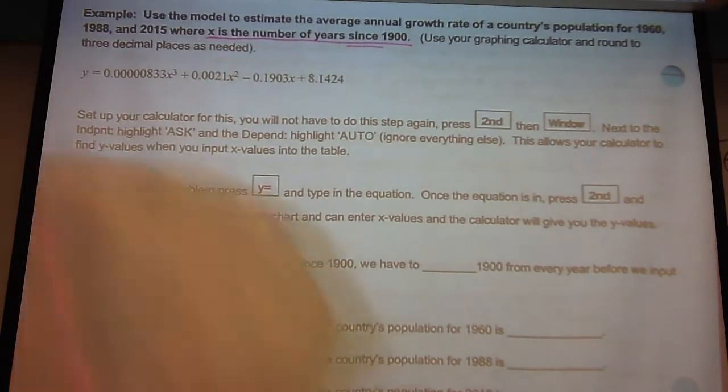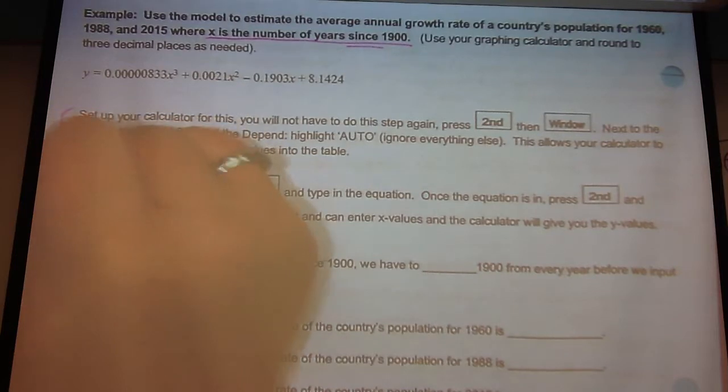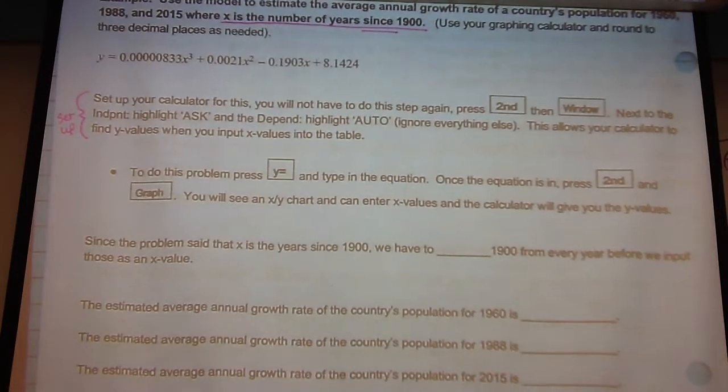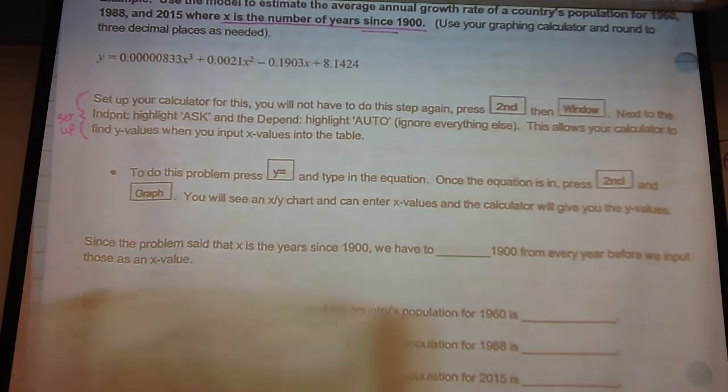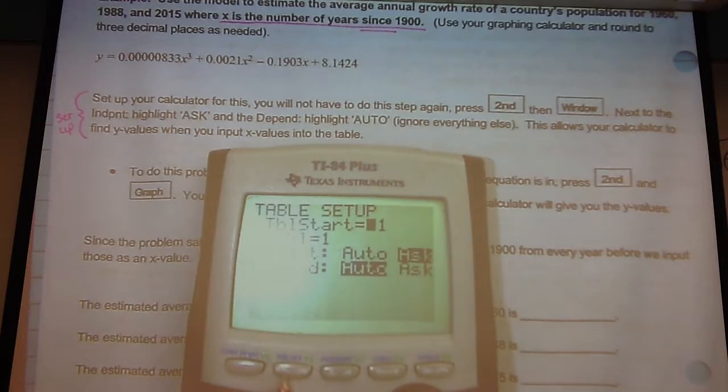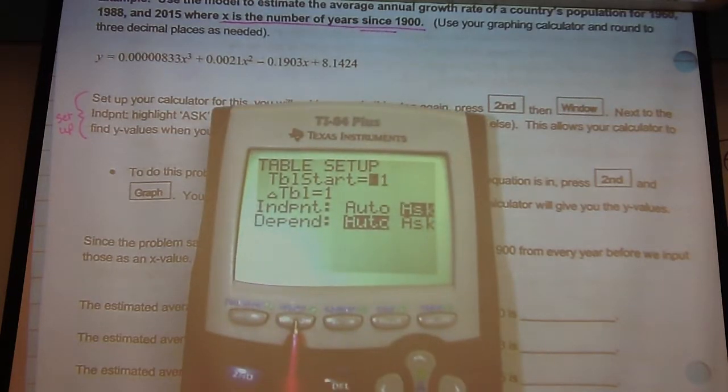Okay, so we have, unfortunately, another setup, but we'll do this just now, and then you won't have to do this chunk anymore, so that is a setup. Grab your graphing calculator, doesn't matter what's on the screen, hit second, and then window. Window is right next to y equals, second and window.